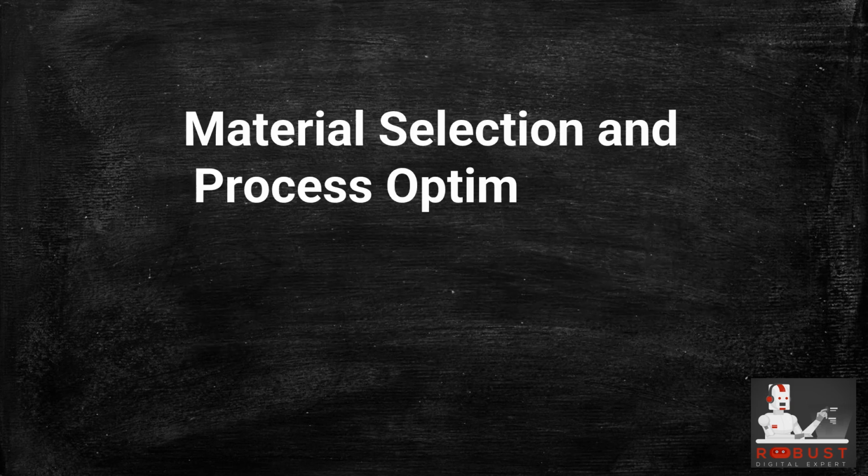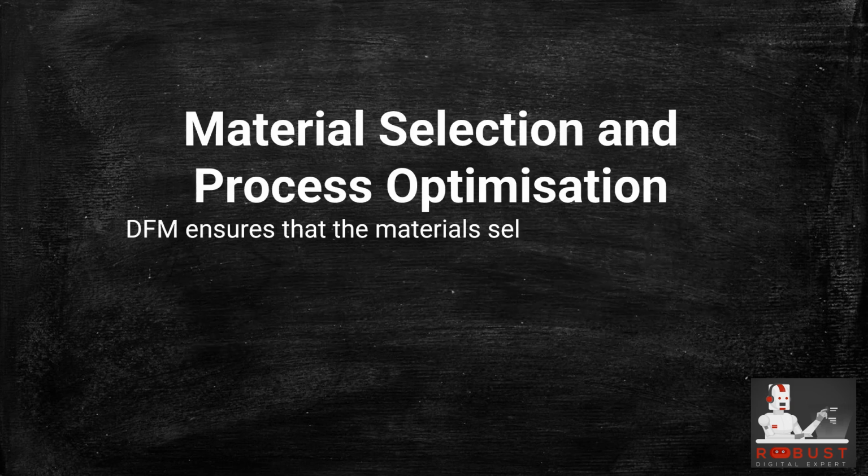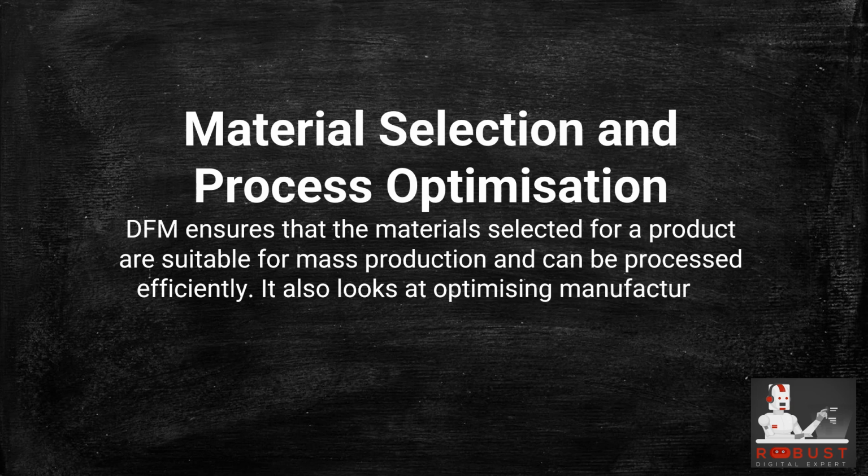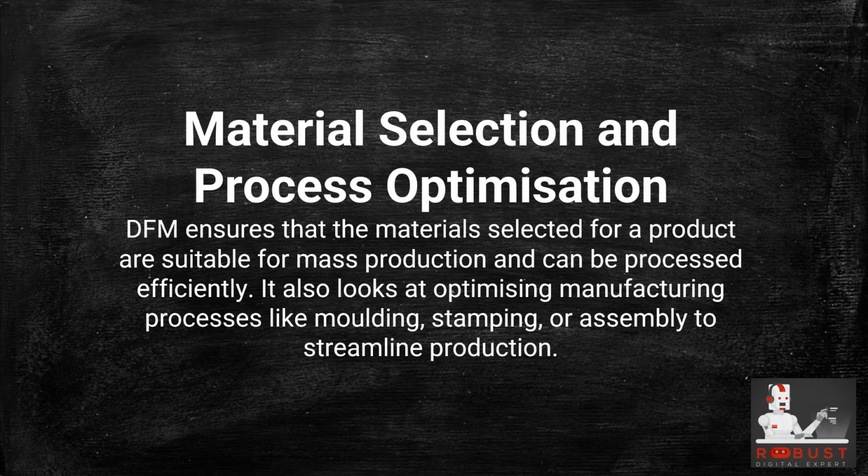Material selection and process optimization. DFM ensures that the materials selected for a product are suitable for mass production and can be processed efficiently. It also looks at optimizing manufacturing processes like molding, stamping, or assembly to streamline production.